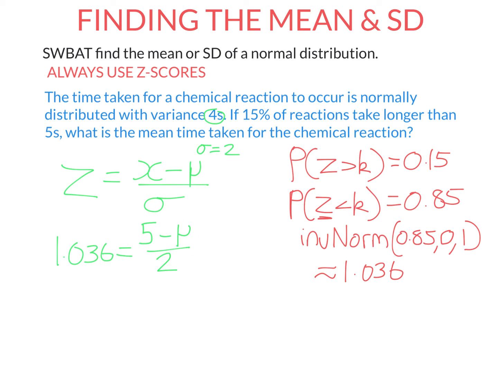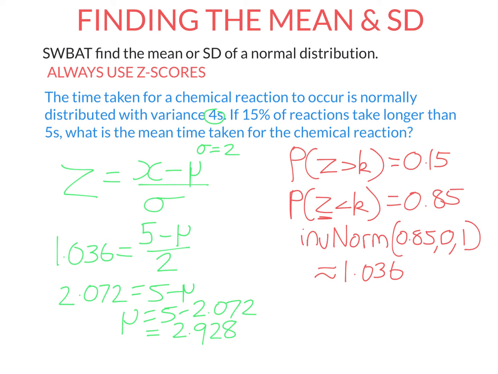I'm just going to solve for mu. I multiply both sides by 2, and I can solve for mu by subtracting 2.072 from 5. And there I have it. Mu is 2.928, so the mean time taken for the chemical reaction is 2.928 seconds.